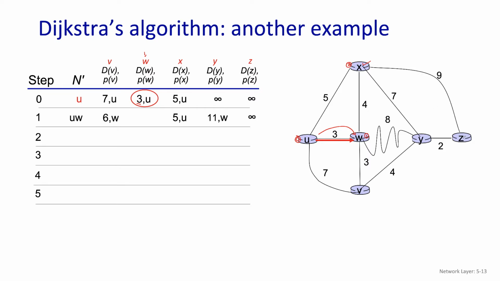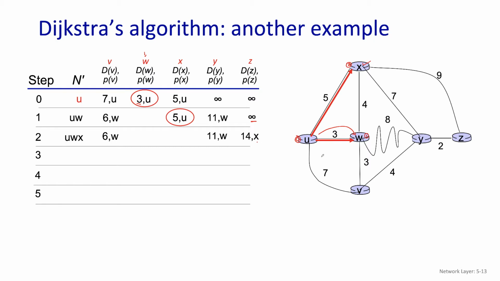Now let's see Z. You can go from X to Z with the cost of 9, and with the cost from U to X as 5, so it's going to be 14. So 14 is better than infinity, right? Now you have all these things. Now what is the least? Now the least is V, right?